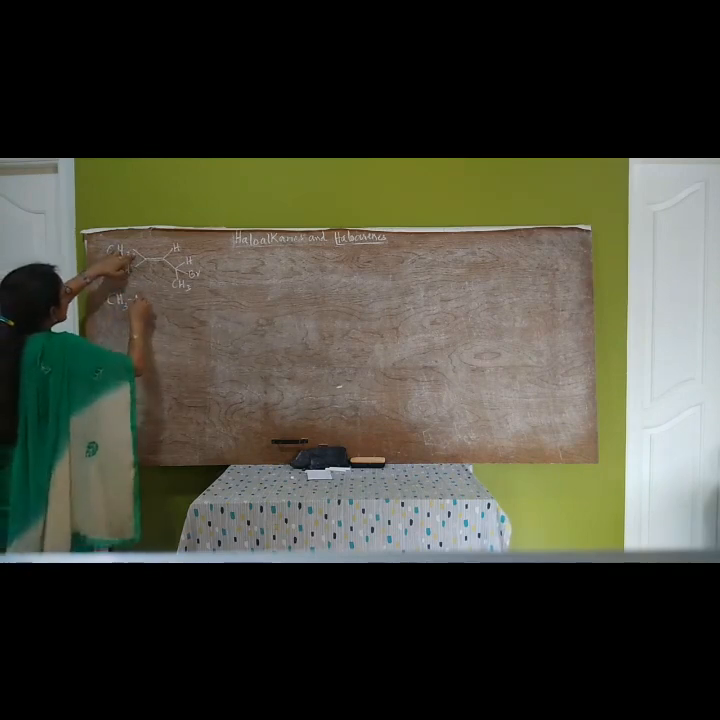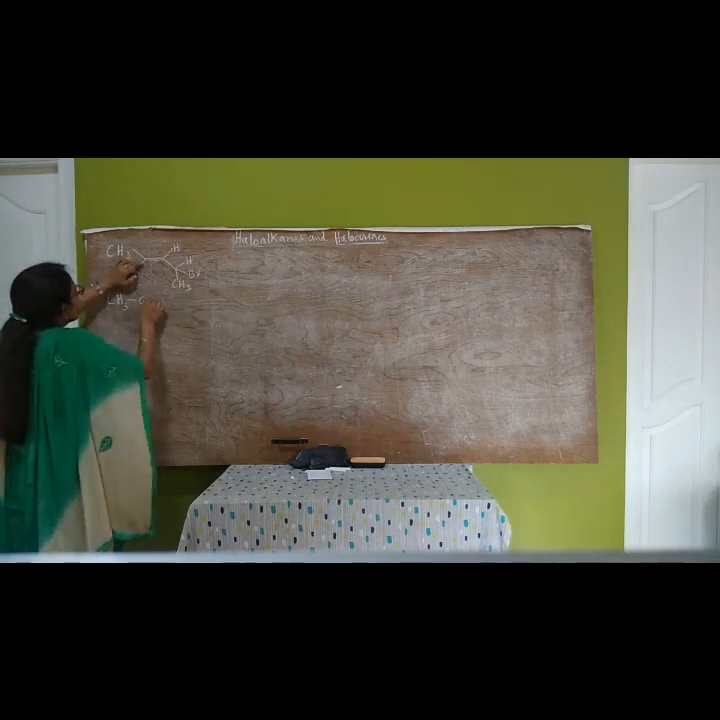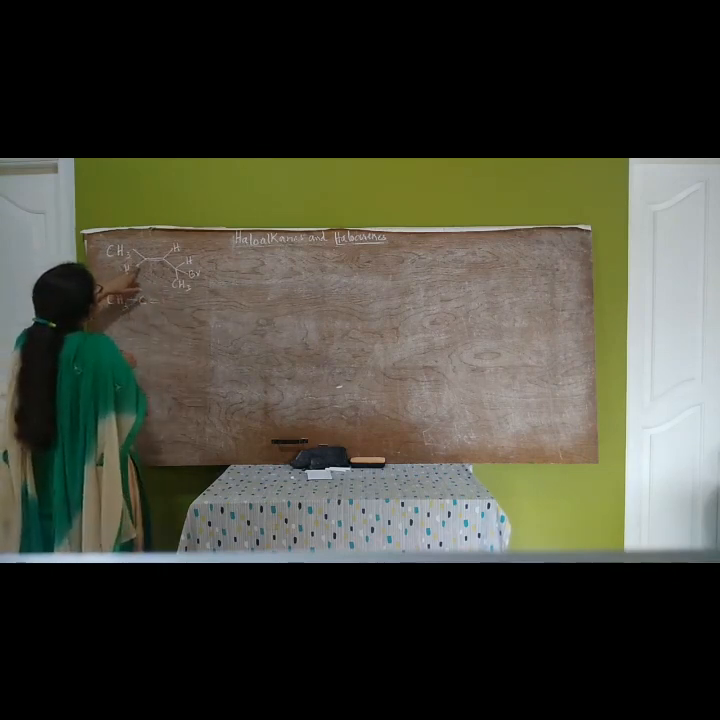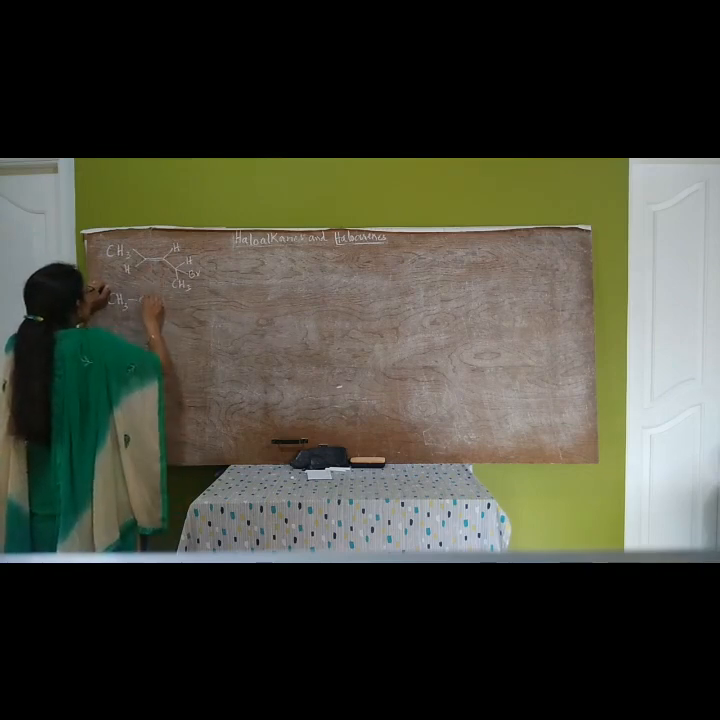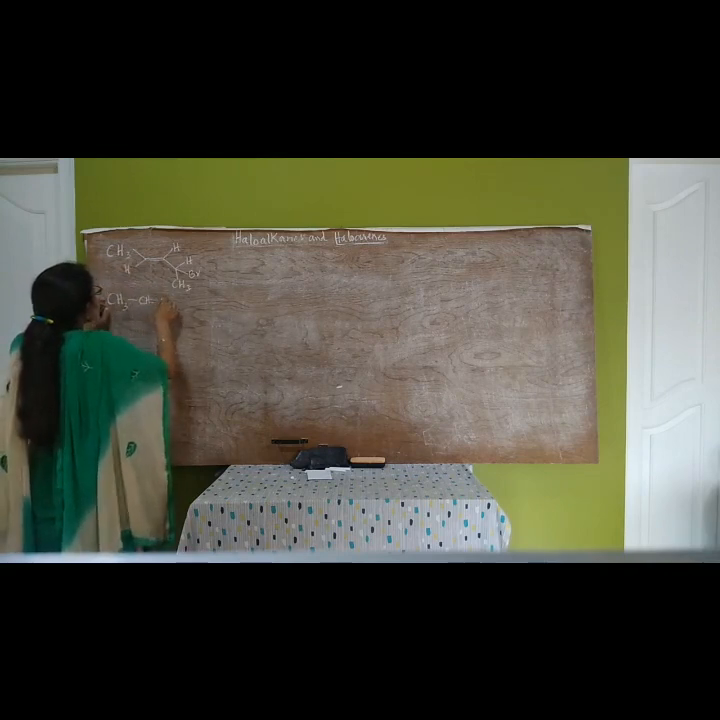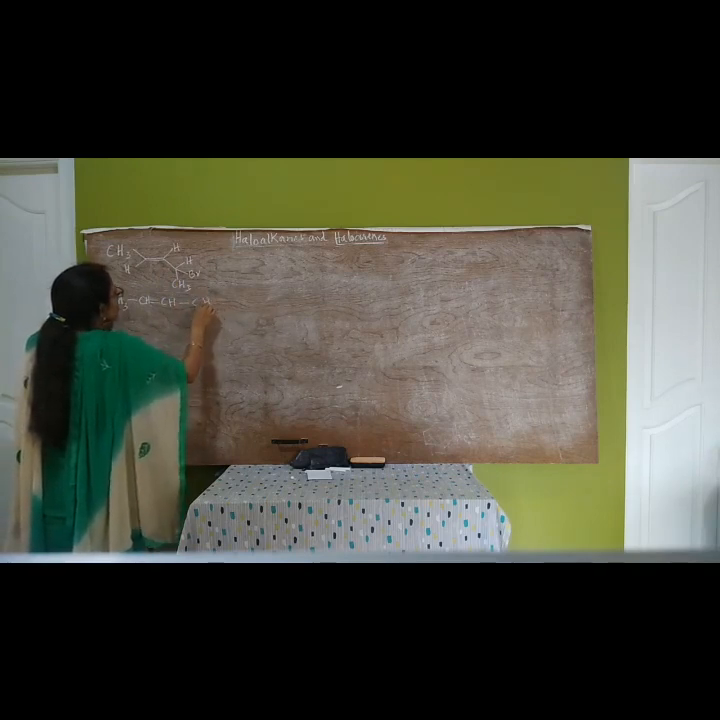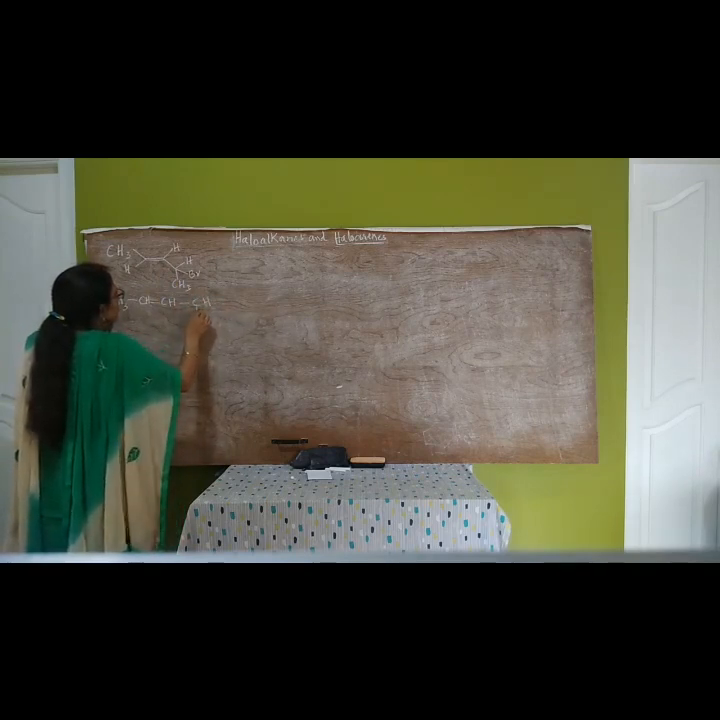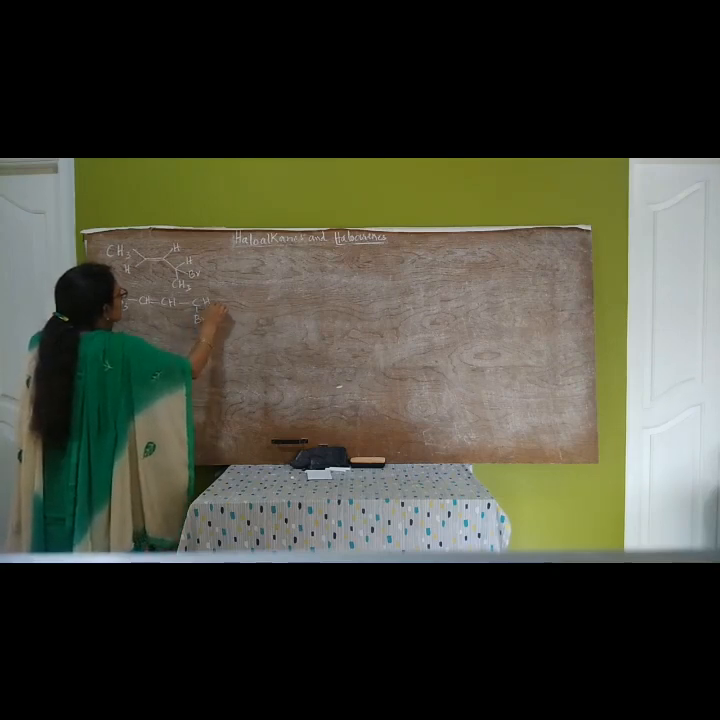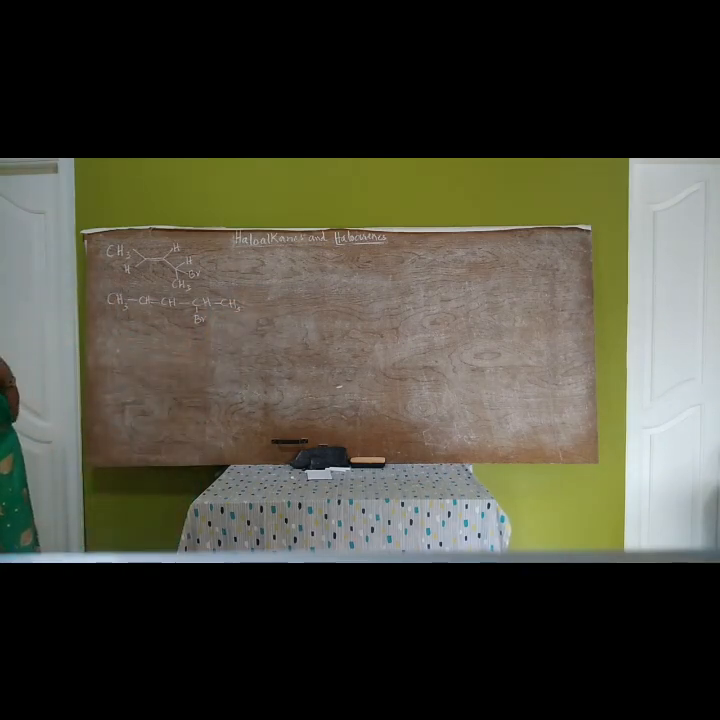CH3, single bond. There are 4 bonds, so this is C only. After that a double bond is there. Here CH, then this one is CH, Br, CH3. So this is the compound.